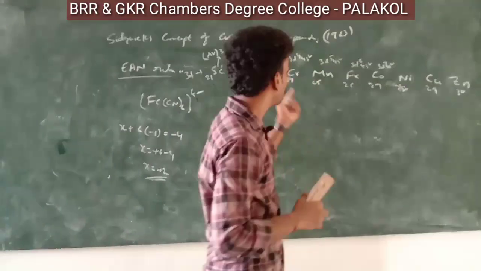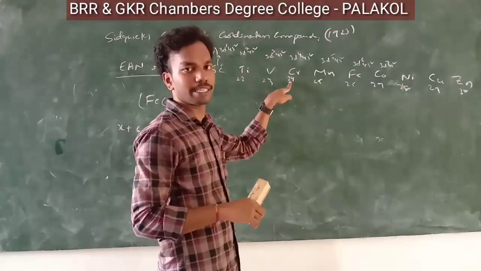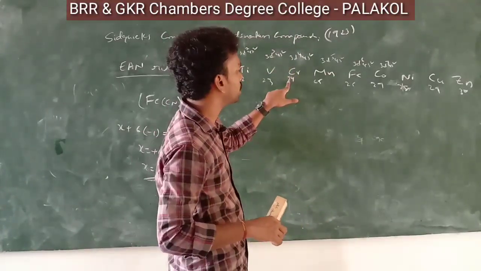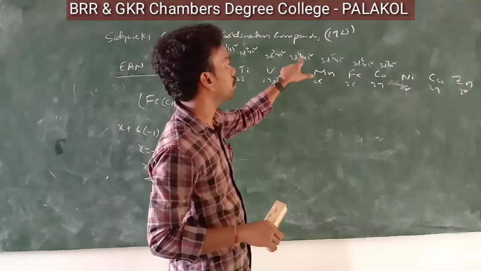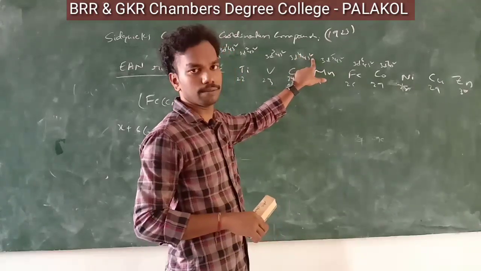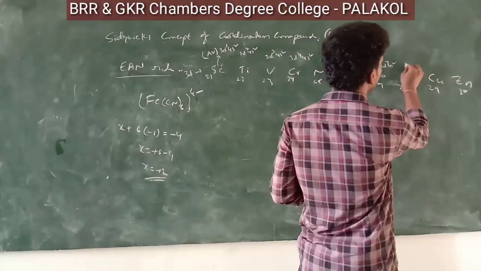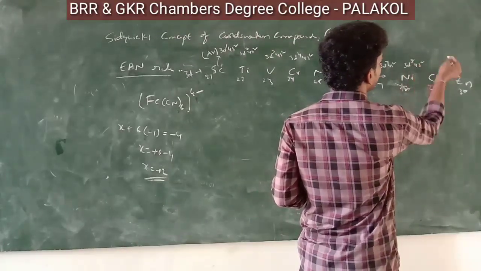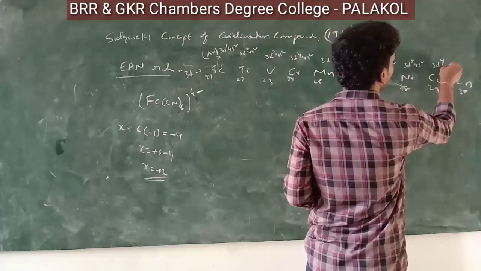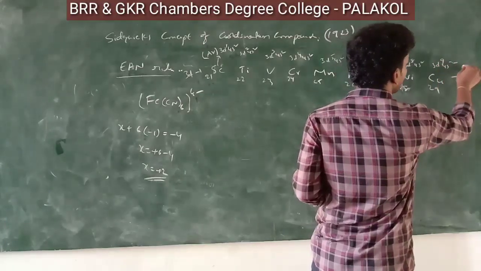Okay, total number of electrons are 24. For example, take chromium. Total number of electrons are 24. Valence electrons are 4 plus 2, 6. Now nickel: 3d8 4s2, 3d9 4s2 and 3d10 4s2.